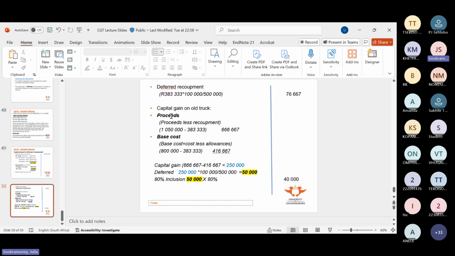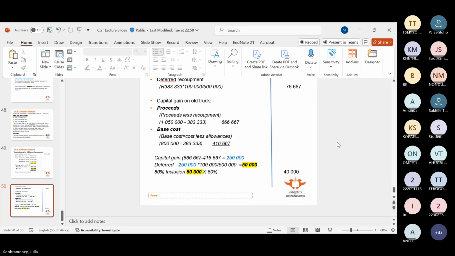What would we have? We would only have proceeds less base cost. So my proceeds would be 1,050,000. My base cost would be 800. It would be a straightforward calculation. Okay, so please remember that. Any questions on this specific question here?